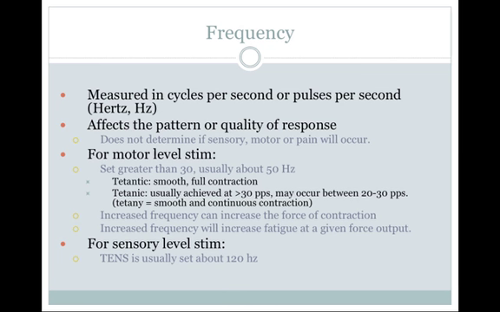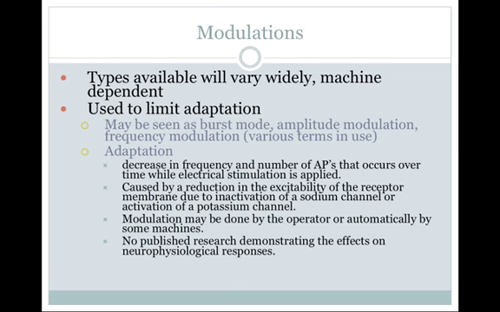For sensory level stim, and we'll talk about different currents in another lecture, what you'll usually find is that what's called high frequency TENS is set to about 100 or 120 hertz, or cycles per second. Motor level stim is going to be down in that 30 to 50 range. Sensory level stim is usually going to be higher, and there are many cases where it's lower, and we'll talk about those as we get into pain relief.